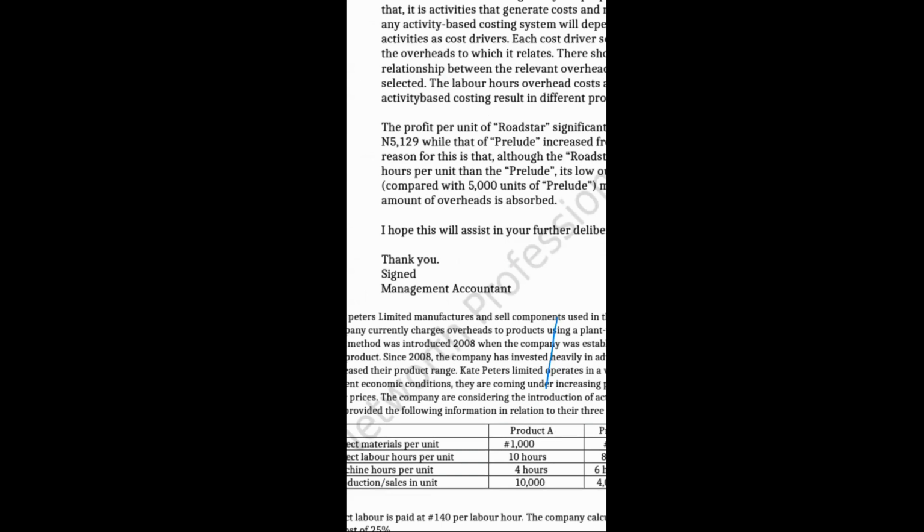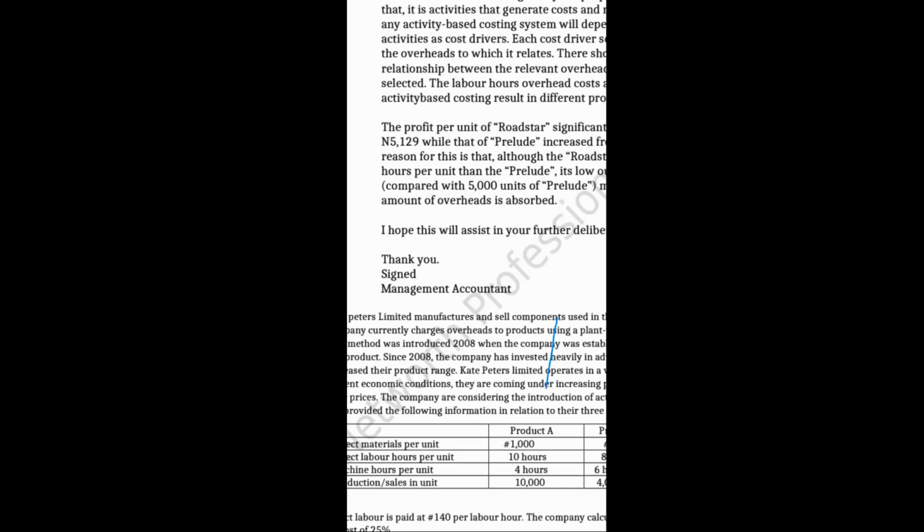It has more labor hour, or it has other things causing cost for it. But because we have produced just 1,400, overhead allocated to roster becomes lower, because overhead was absorbed on volume, labor hour. The volume produced for roster is lower, while the volume produced for Prelude is higher. Hence, we have allocated more overhead to Prelude than to roster. But in reality, if you use the activities that give rise to the overhead cost, more overhead should have been allocated to roster. That was what happened in the figure.